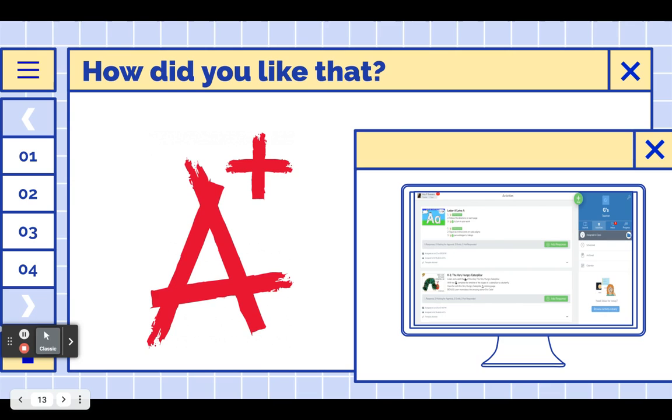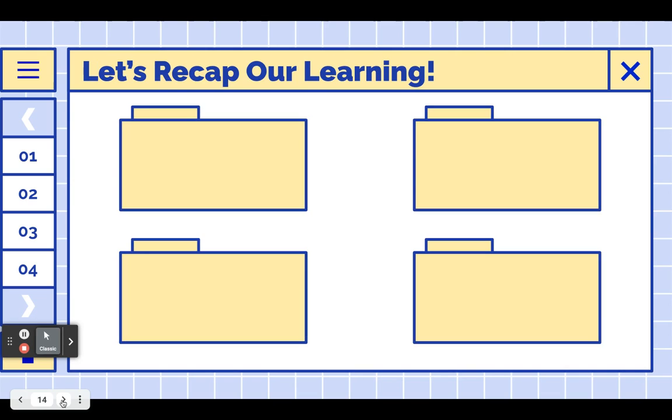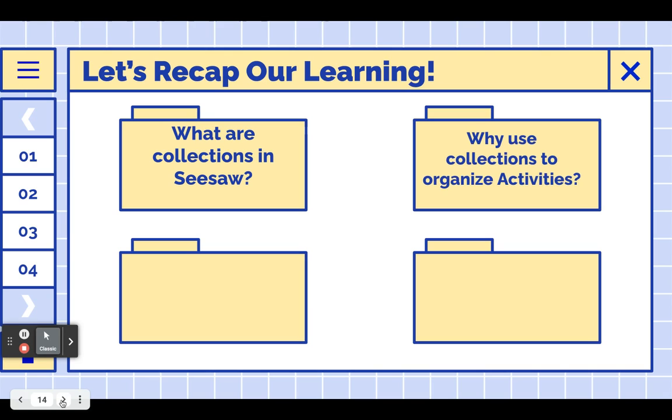I'll take that. Now let's recap our learning. We discussed 4 topics. We talked about what a collection is. What are collections? Simply put, ways to organize our activities within our class by subject or topic. We talked about why use collections to organize activities, and we saw 2 examples, what it looks like when you don't and what it does.